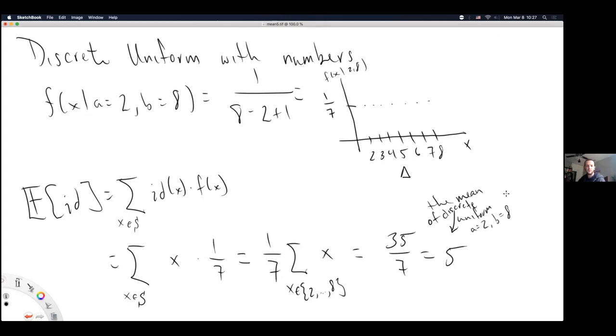I encourage you all to pick a different A and B and try this example out. You should find that you're not as lucky as Connor, and there are examples where the mean is not a number in the support.